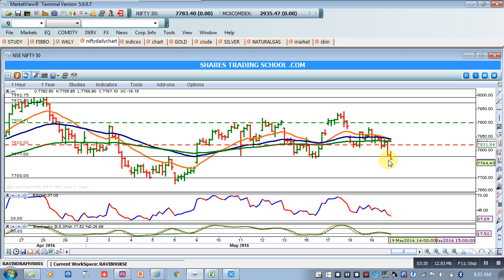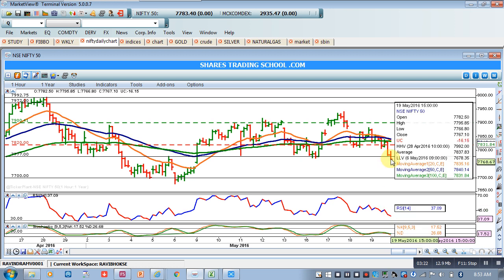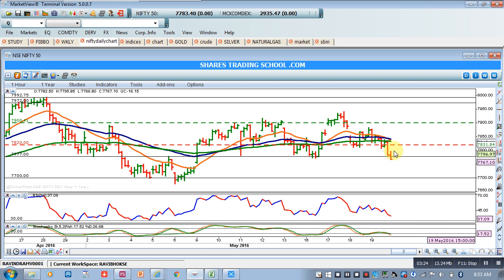So it may happen that the market may open up near 7820, so above 7777, and then it may go further down, because both indicators on the weekly and daily charts are showing sell. The only thing is that in the hourly chart it is an oversold condition. So probably it may open in the north but will not sustain and then go down.